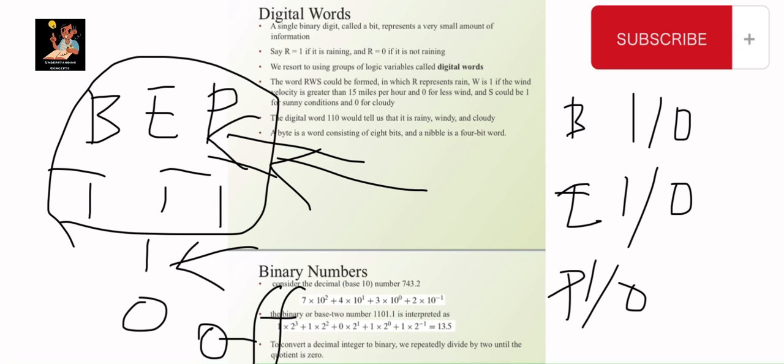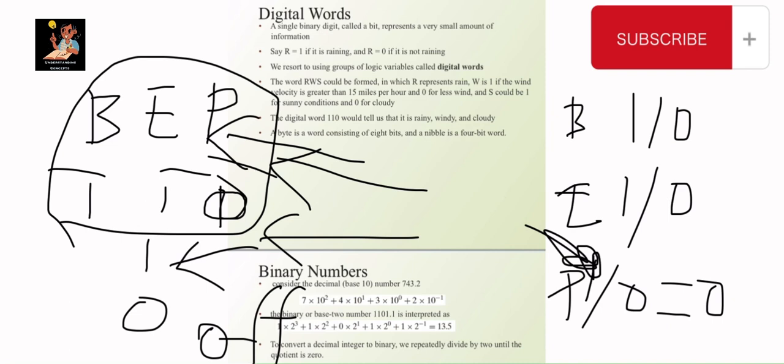Now imagine, yes, you are at the Bush Canteen, yes, you are eating, but you didn't have 2 plates. So let's say P is off, P is equal to 0. Our digital word is now going to be B 1, E 1, and P 0. This gives us the information that you are at the Bush Canteen, you are eating, but you are not having 2 plates. So to form your digital words, you have to follow the instructions.